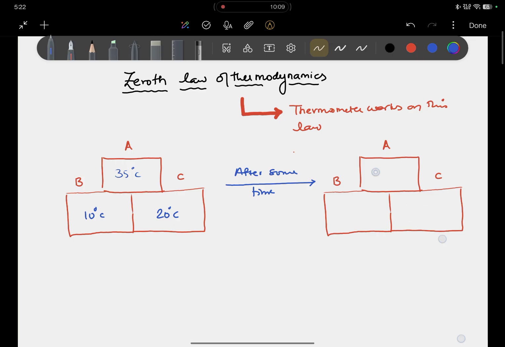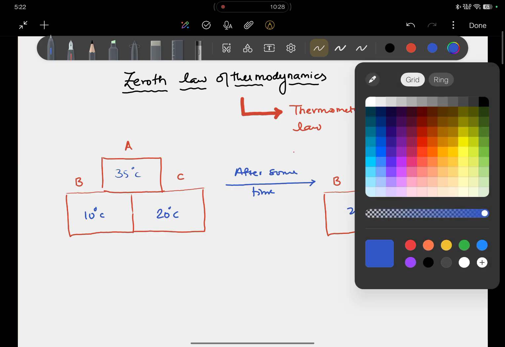So they all will attain the room temperature, called 25 degrees centigrade. If you look at the first body A, the temperature has decreased. For the second B and C, the temperature has increased. So a thermal equilibrium has been set in amongst them. What is the word that we use?